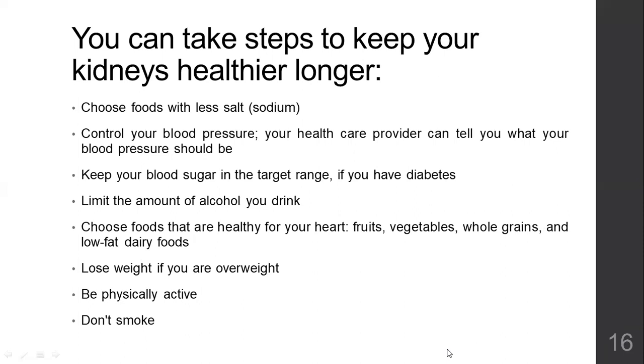Lose weight if you are overweight. Be as physically active as possible. Quit smoking.